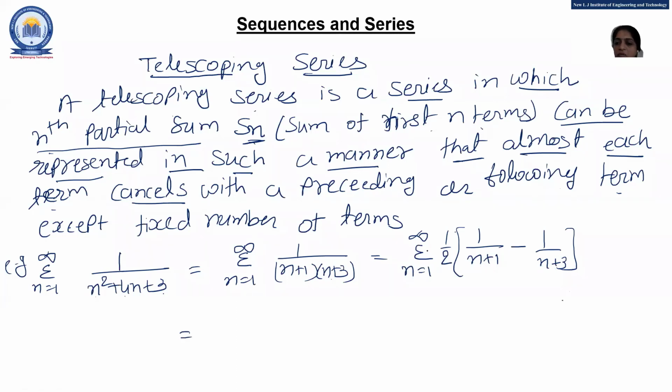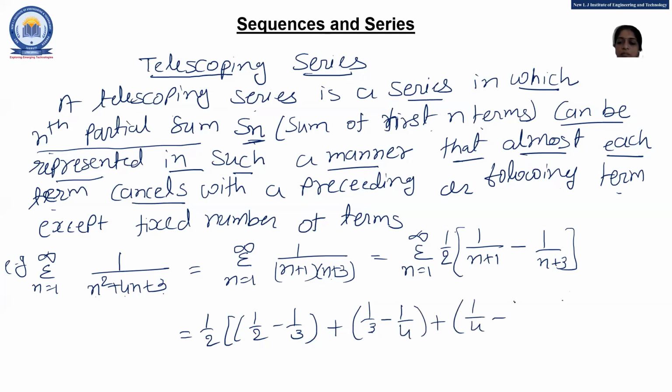If I put n equal to 1, 2, 3 up to so on here, keep it the same. By putting n equal to 1, what will my first term be? 1 half minus 1/3. By putting n equal to 2, 1/3 minus 1 by 4. This one is 1 by 4 minus 1 by 5, like that, up to 1 upon n plus 1 minus 1 upon n plus 3.